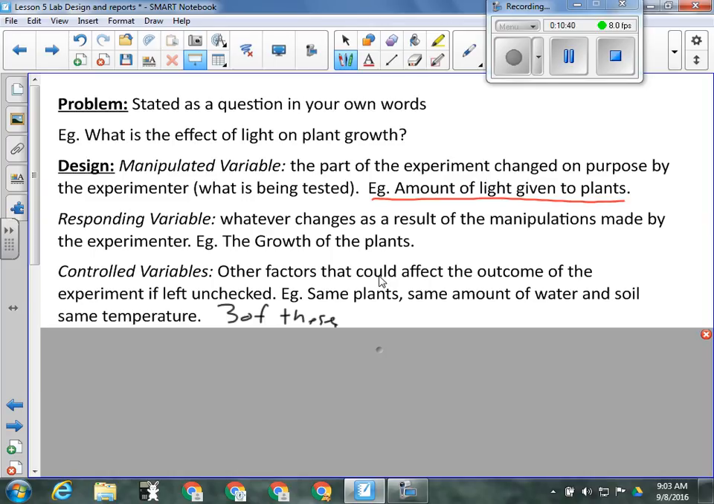Yes, they could. Same plants, because all plants grow at different rates. Same amount of water, because water can influence the rate at which plants grow and carry out photosynthesis. Same soil. Soil is where plants get nutrients from. Soil needs to be the same for all plants. Things like that. You have to explain each one individually.